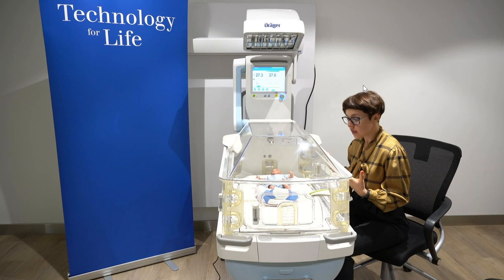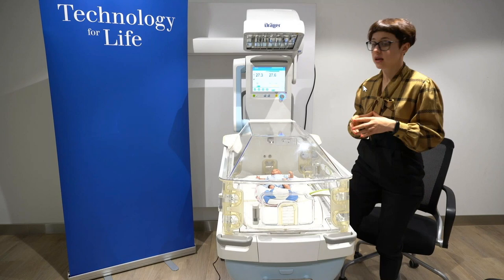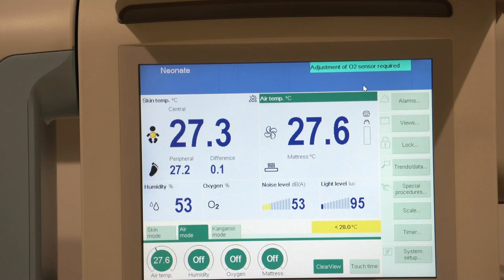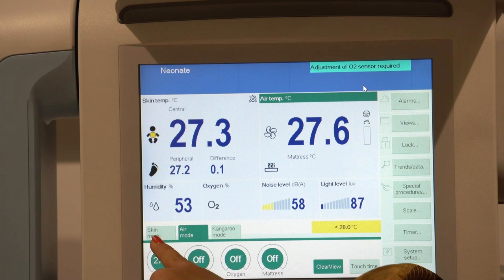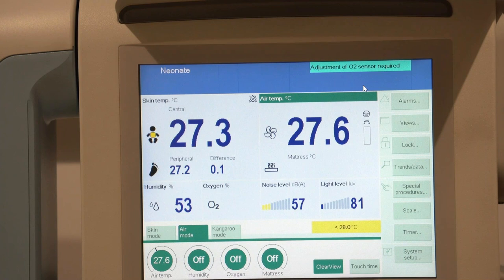Furthermore, as I was mentioning, we also have the so-called kangaroo care functionality, which allows the mother to build the bonds with the child without being disturbed by nuisance alarms. So what we see in the operation of the device, we of course have the skin mode, we have the air mode, and we have the kangaroo mode.